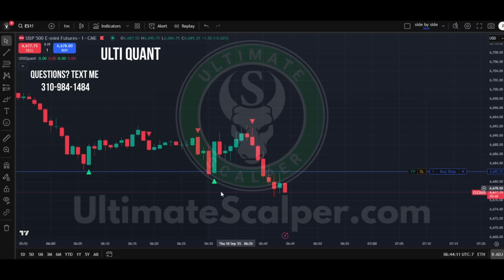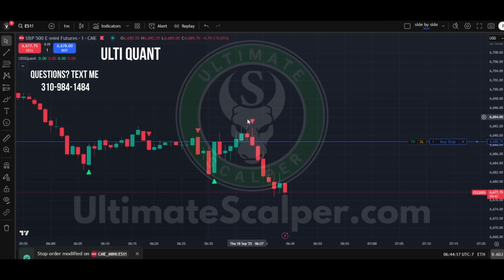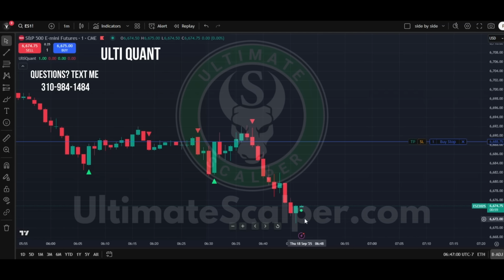Now the dots are just alerts. They are not triggers. It doesn't mean jump right in. That's why I made them dots, and the arrows are the actual trigger here. All right, pretty big move down after this signal here. And here's a possible trade right here, and that did trigger, so it is a trade.